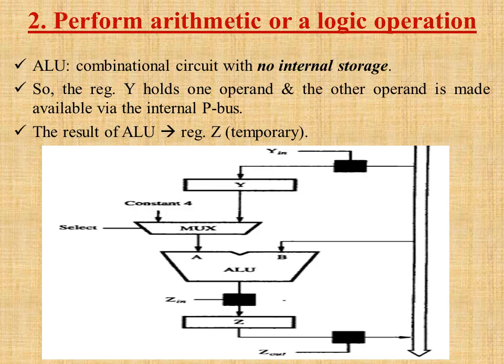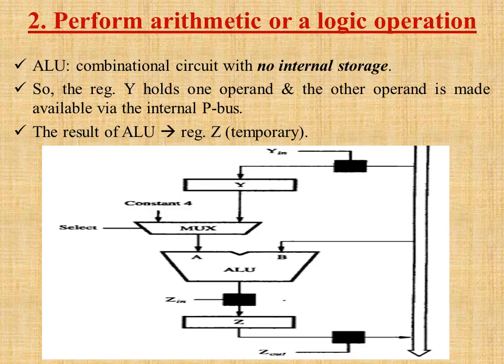One of the operands will be put into the register Y. From register Y it will go to the mux. The mux will be supplied the select Y signal. So automatically whatever the contents of Y are, they will be given at the point A.